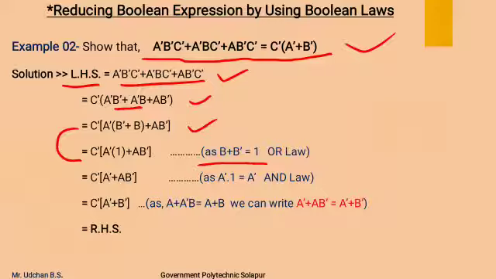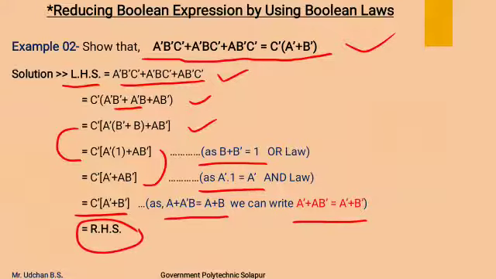Now we also know the AND law, which gives a bar into 1 equal to a bar. So again this equation gets reduced to c bar into a bar plus a b bar. Now as a plus a bar b can be written as a plus b, a bar plus a b bar is equal to a bar plus b bar. This is how we have got the right hand side of our equation. Hence the given equation is proved.